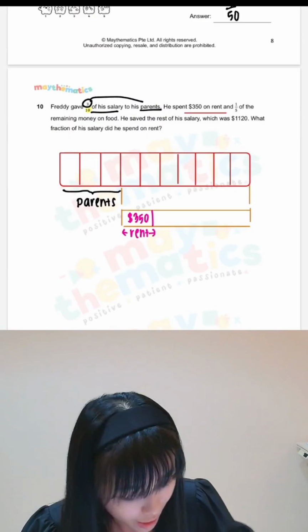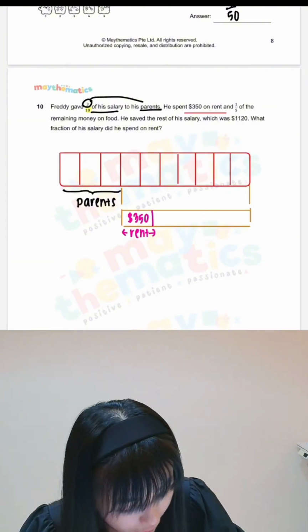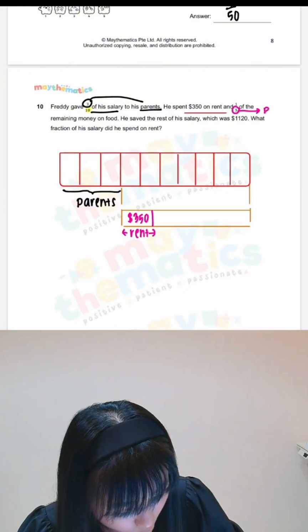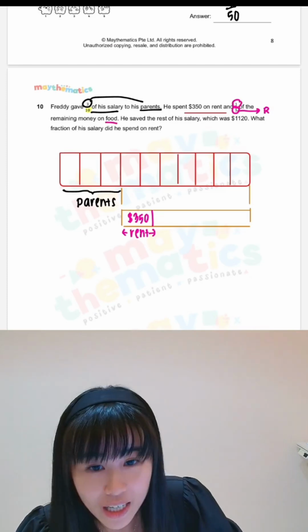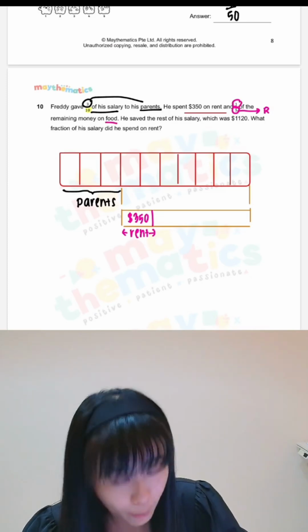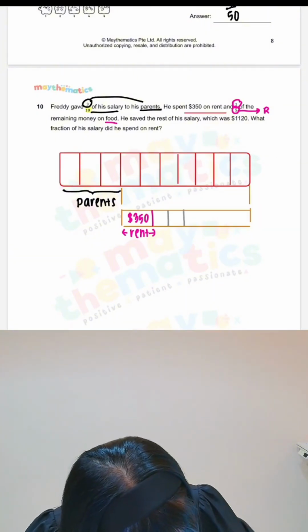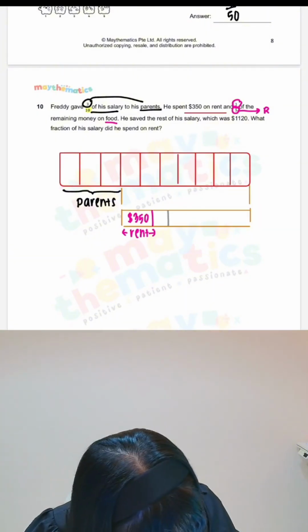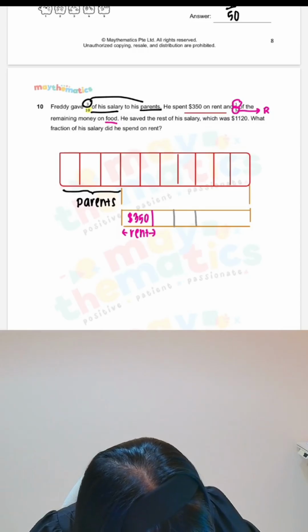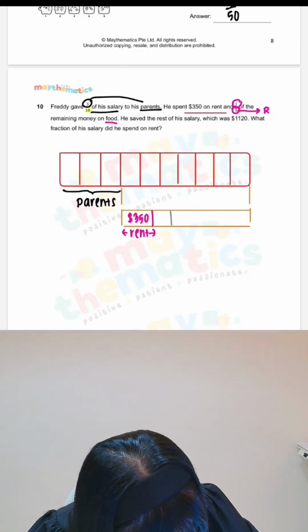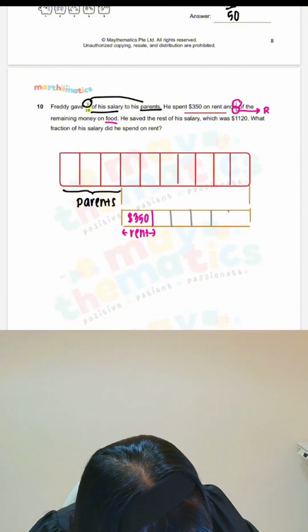And then now what happened? His remaining money, just now we already analyzed the question. We know that remaining is 5 units, of which 1 unit is on the food. So now my remaining, I'm going to cut into 5 parts. So I will cut 1, 2, 3. I want to cut a bit fatter. 1, 2, 3, 4, 5. Let me even this out. 1, 2, 3, 4, 5. Something like that.